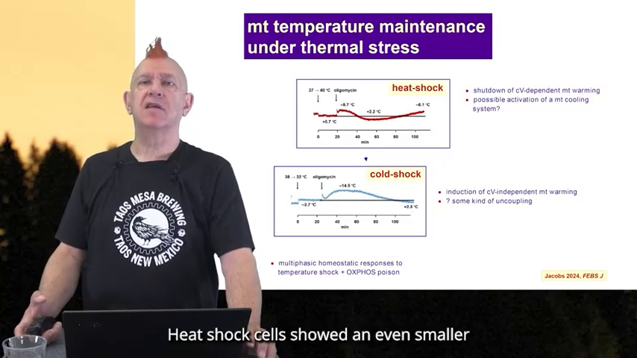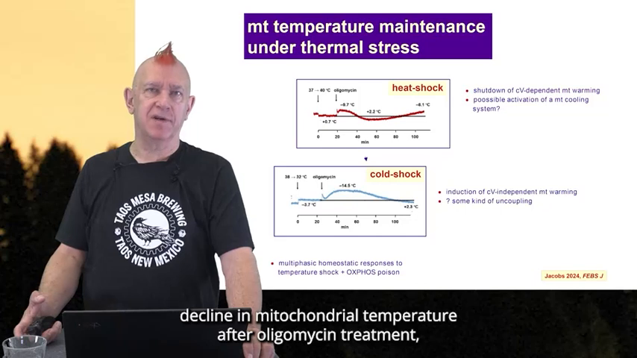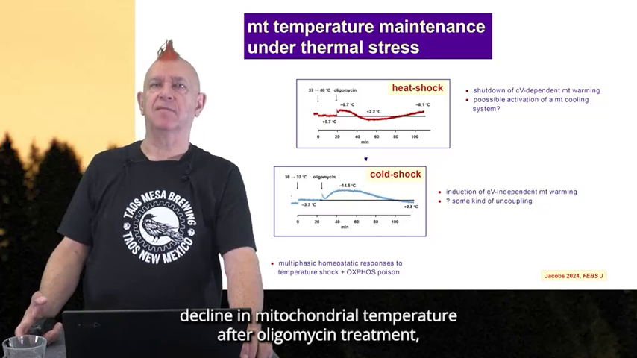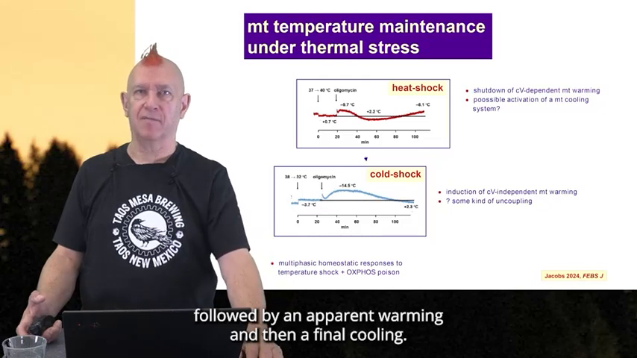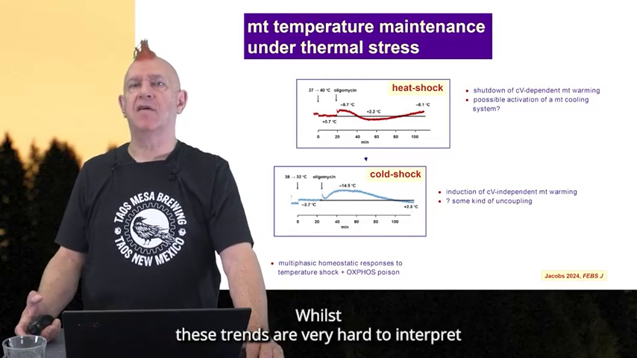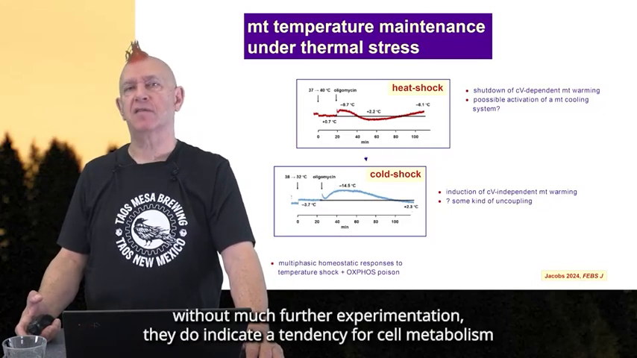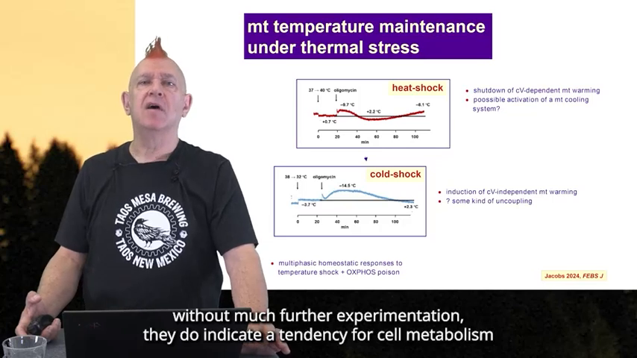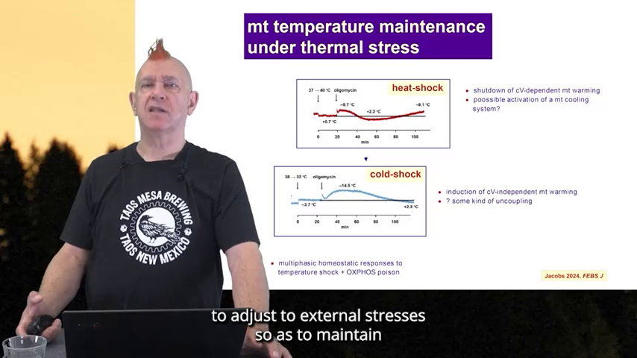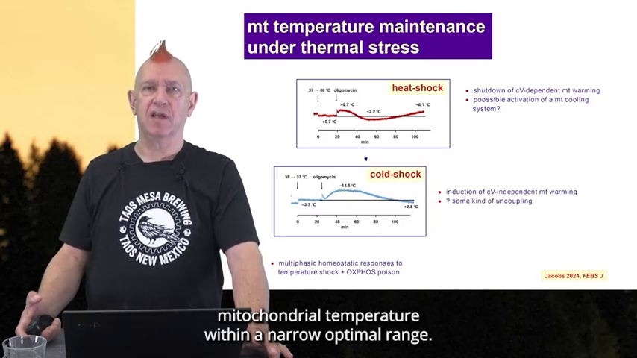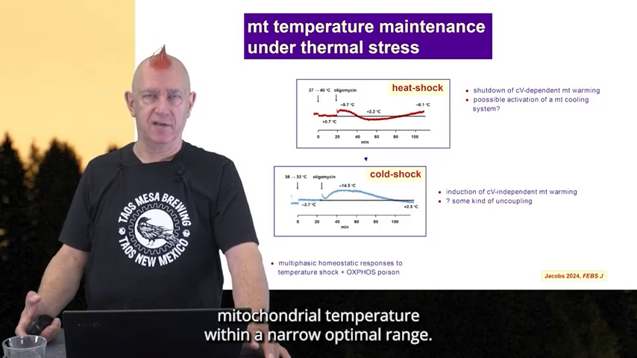Heat shock cells showed an even smaller decline in mitochondrial temperature after oligomycin treatment, followed by an apparent rewarming and then a final cooling. Whilst these trends are very hard to interpret without much further experimentation, they do indicate a tendency for cell metabolism to adjust to external stresses so as to maintain mitochondrial temperature within a narrow optimal range.